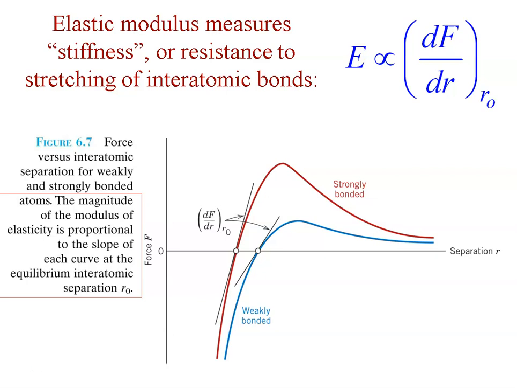dF/dr for the red material is very, very steep. For a small change in separation, we're getting a large change in the force. Whereas for the blue material, it's a little bit smaller. So that tells you that the stiffness is proportional to the slope of the force versus separation curve measured at the equilibrium bond length.